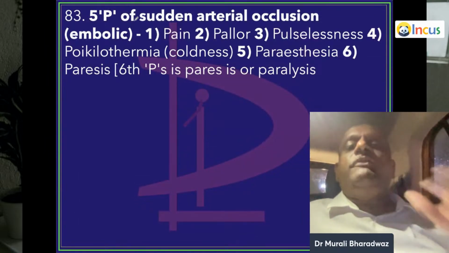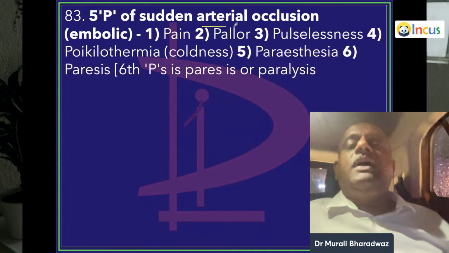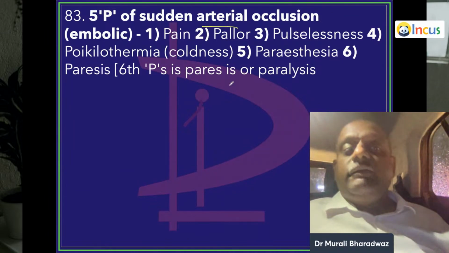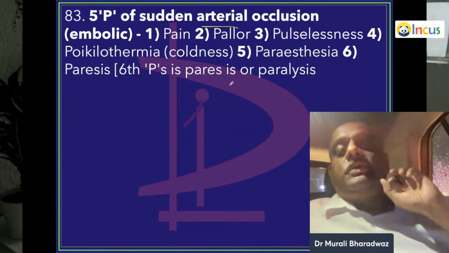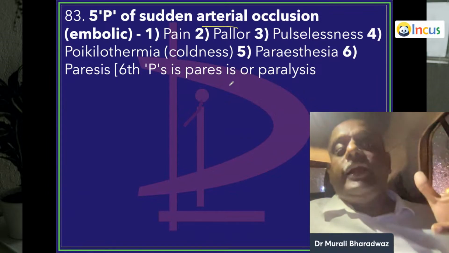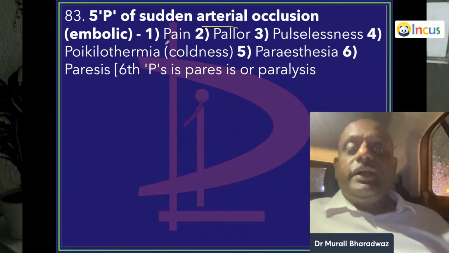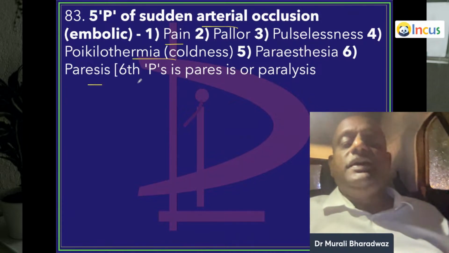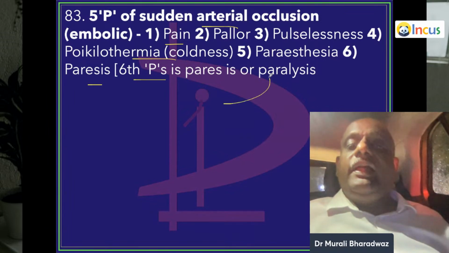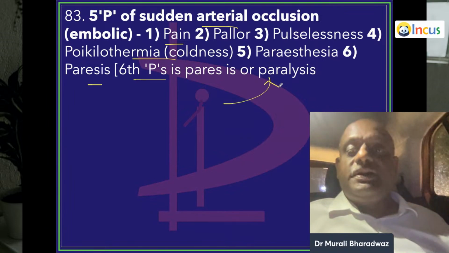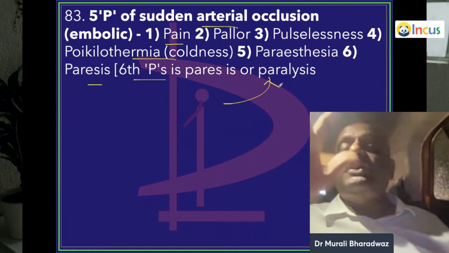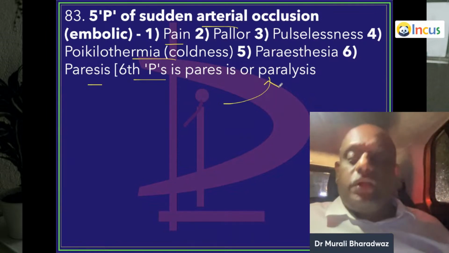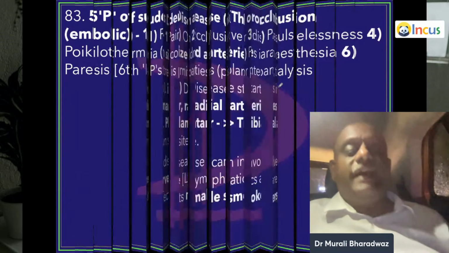Now, what are the 5 P's of sudden arterial occlusion? Whenever any embolic event is there: pain, pallor, pulselessness, poikilothermia, paresthesia, paresis. And the 6th P is paralysis. So the 5 P's of sudden arterial occlusion is a favorite question in the exam.